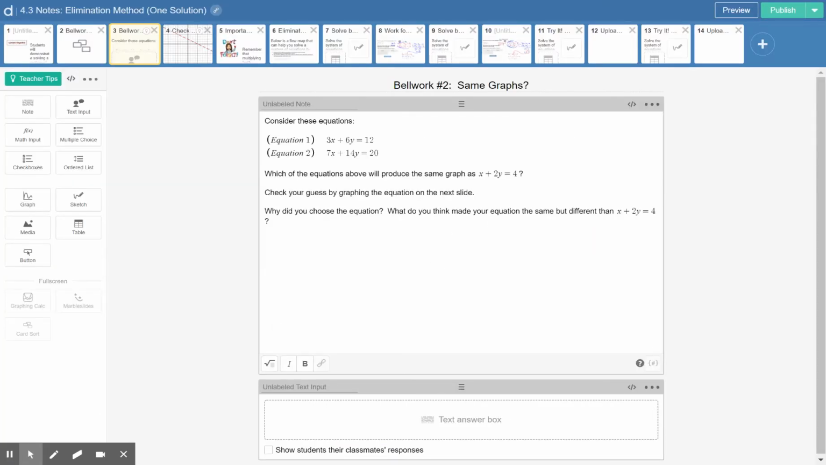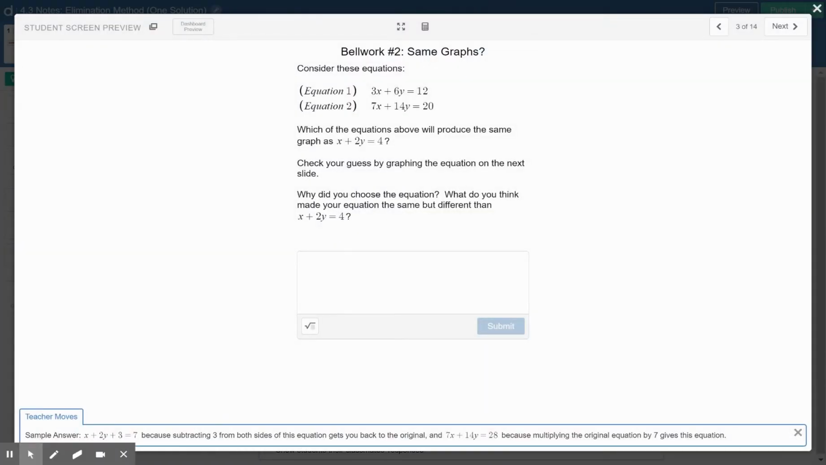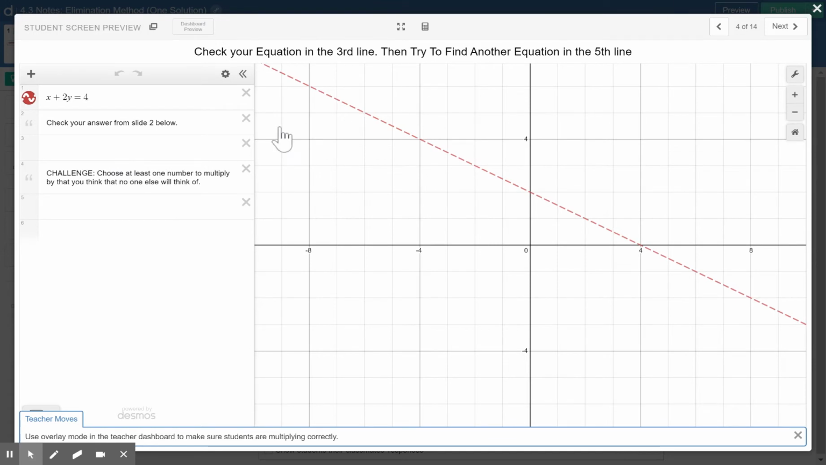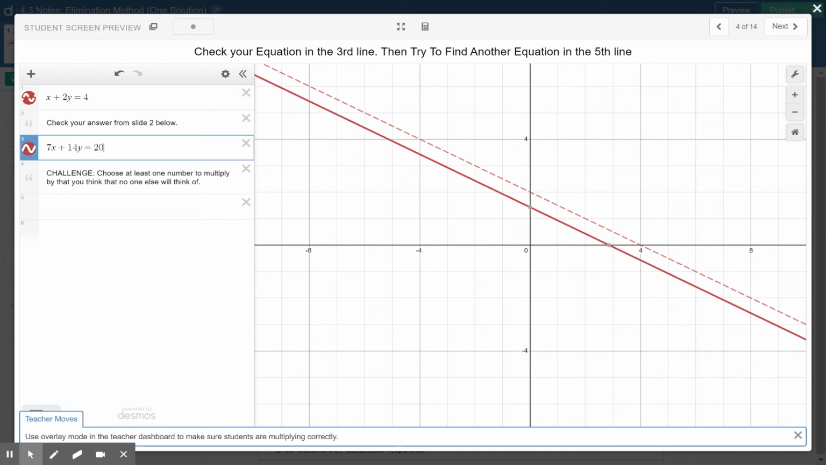Now let's go back and see if I change that to a 20, which is probably what you'll actually see on your bell work tomorrow. If you see a 20, let's see. And I change that. So 7x plus 14y equals 20. We can notice that these are not the same lines. They're actually different. So since they're different, that's a concern. That means that they're not equivalent. They may have the same slope, but a different y-intercept.